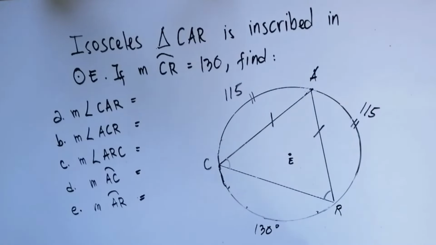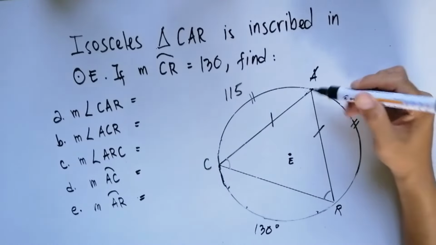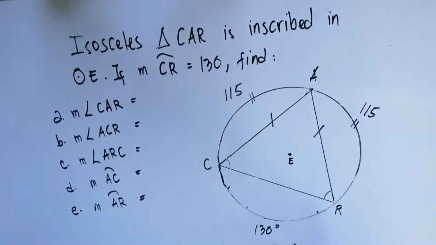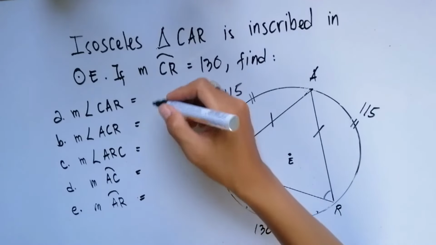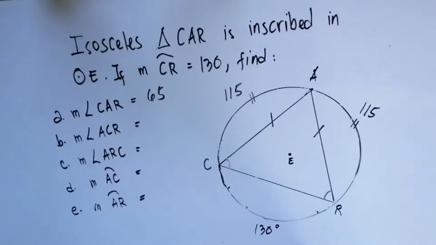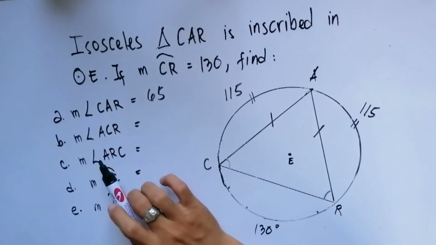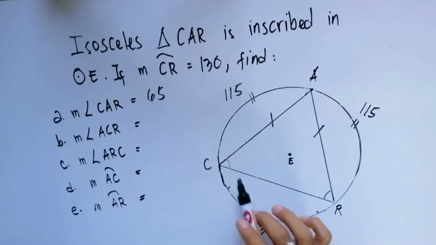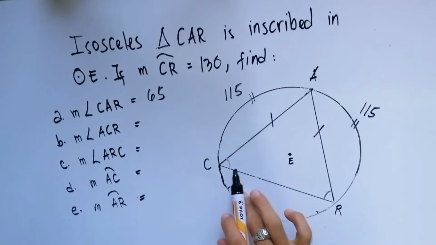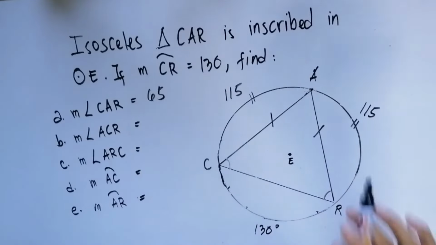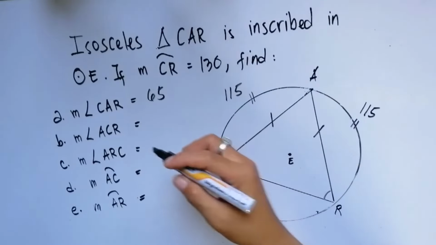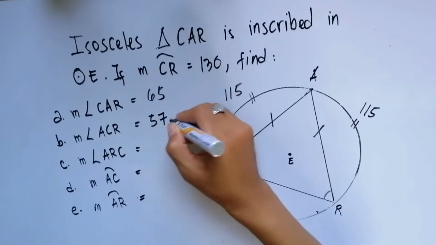Now, what is the measure of angle CER? The measure of this inscribed angle is 1/2 the measure of its intercepted arc, which is 130. So 1/2 of 130 is 65. Then how about the measure of angle ACR? Again, the inscribed angle is 1/2 the measure of its intercepted arc. So 1/2 of 115, that is 57.5.